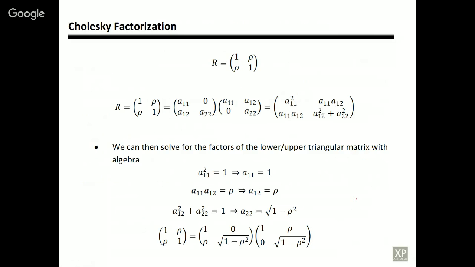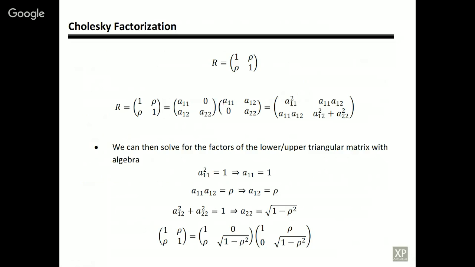Now, to perform a Cholesky factorization, we start off with a correlation matrix. And what we want to do is generate a matrix T and T prime such that T is a lower triangular matrix and T prime is an upper triangular matrix. So this is just some simple algebra. So we set our correlation matrix equal to this factor matrix A11, A12, A22, and then the transpose of that matrix. Then we multiply these two matrices together.